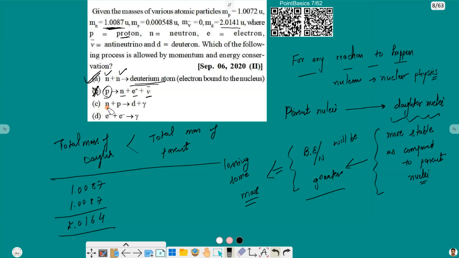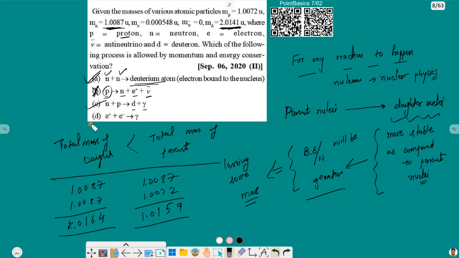Now coming to option C, neutron plus proton giving rise to deuterium plus gamma. The mass of neutron is again 1.0087 plus the mass of proton, that is 1.0072. Now if we add them, we get this number, and this number is greater than the mass of deuterium. So we can say C is also possible from this concept.